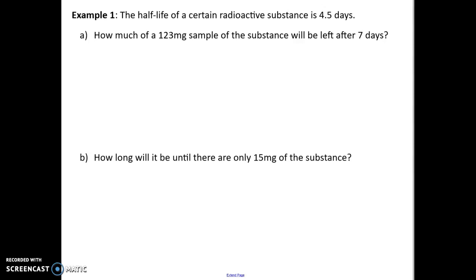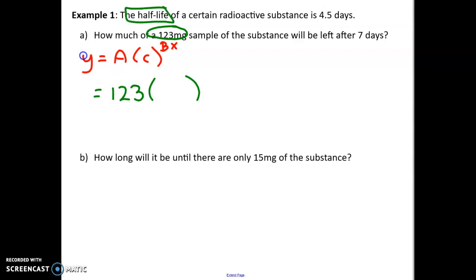So, first of all, let's make up an equation for this situation. It says that we're starting with a 123 milligram sample, so I'm going to put that in for A. Since it's cutting in half, again, half-life means it's repeatedly multiplying by half. That means I'm going to put half in for my base. And then it says that the half-life is 4.5 days.